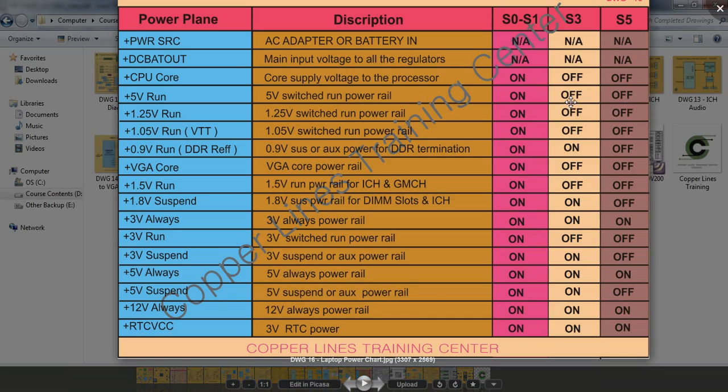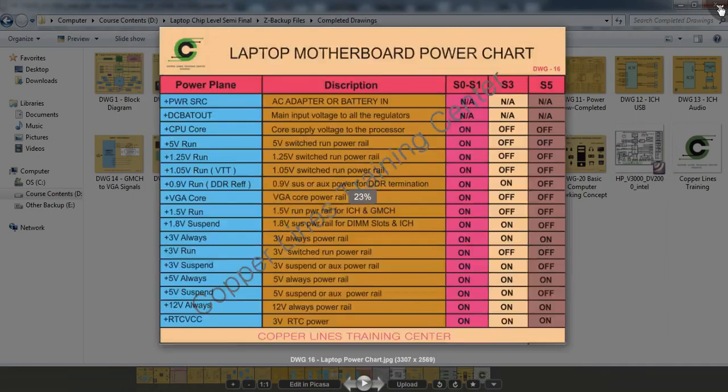There are 3 types of voltages. Let's see the brief details in our next video.